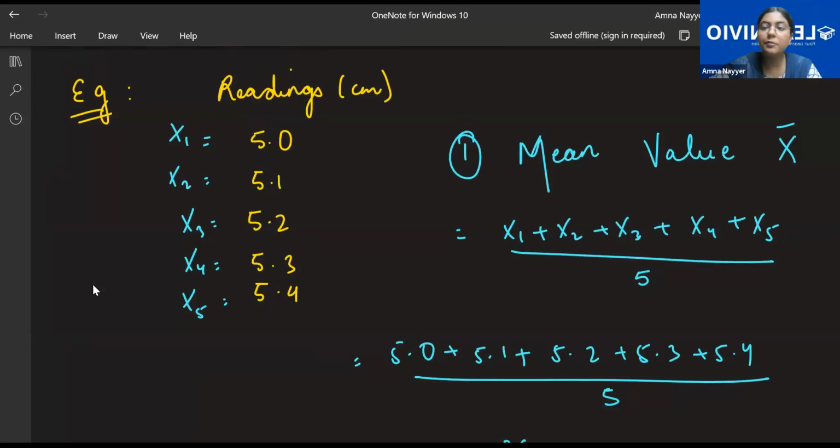You have to calculate the mean value. So how do you calculate the mean value? Let's say 5, 5.1, 5.2, 5.3, 5.4, all these are given. How will you calculate it? You add all of it and divide it by the number of the values that are present.